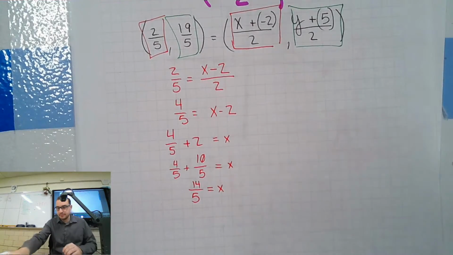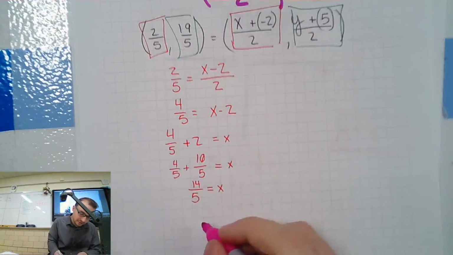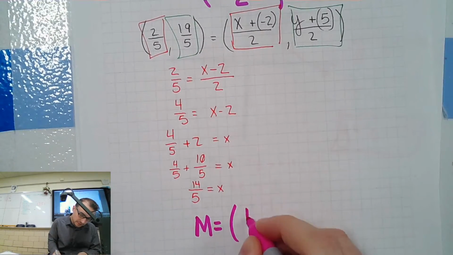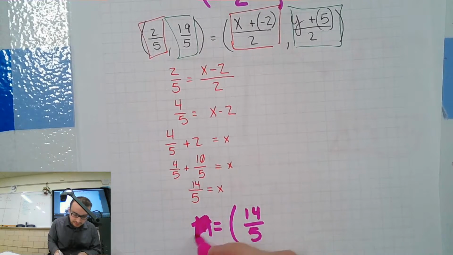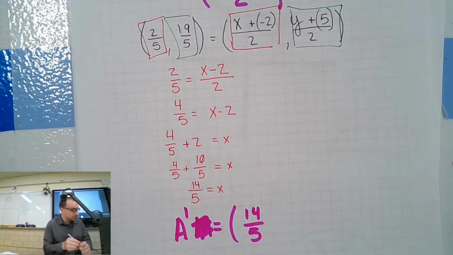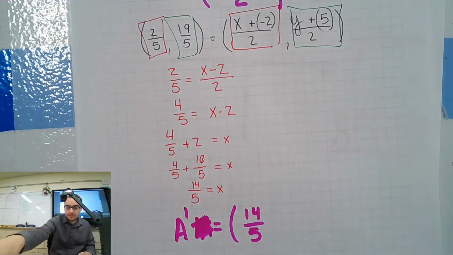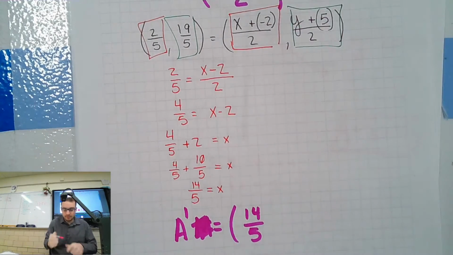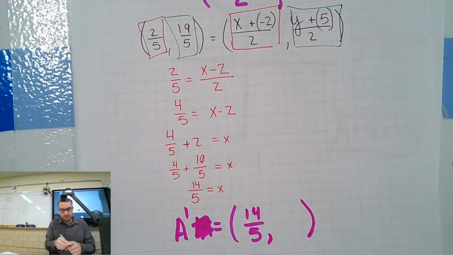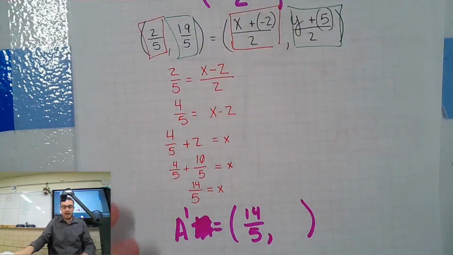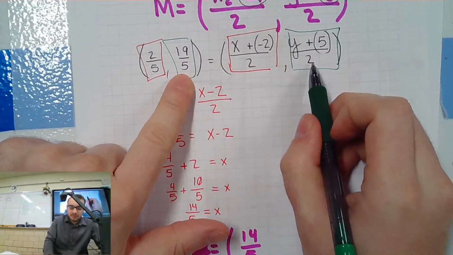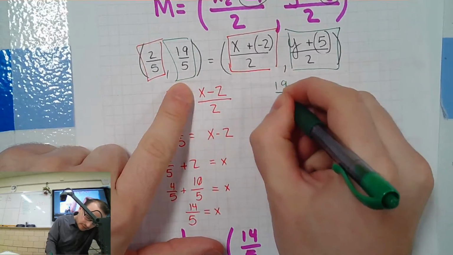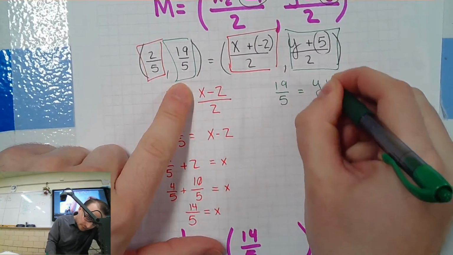So our midpoint, we know the x value. It's 14/5. Or not our midpoint, I shouldn't say that. Our A prime is what we're looking for. It's 14/5. We already know our midpoint. Now let's go get the y. Back to the top. This guy equals this guy. So write that. 19/5 equals y plus 5 over 2.